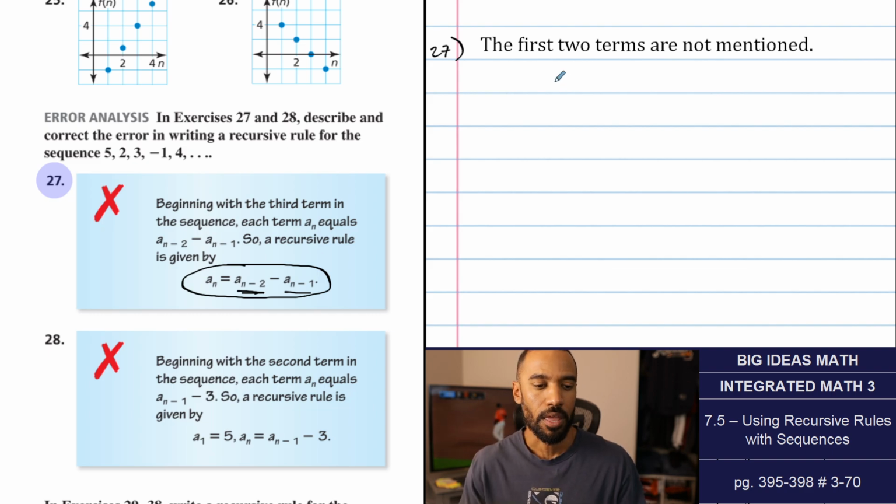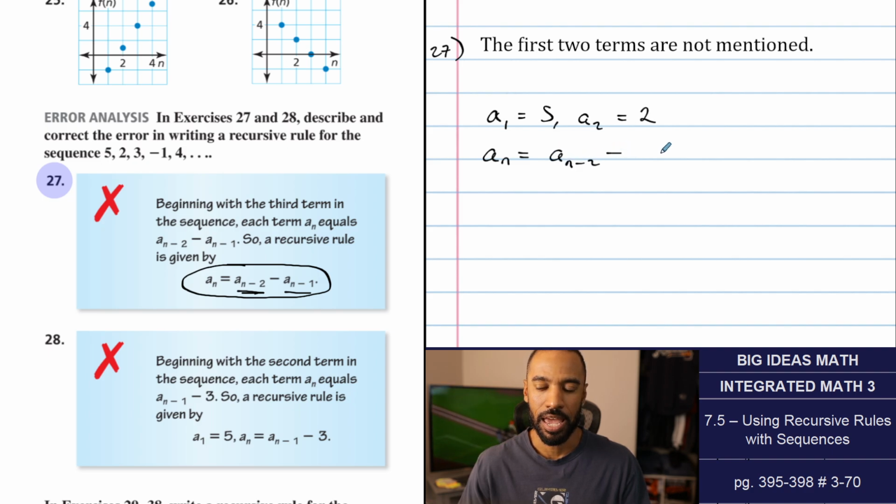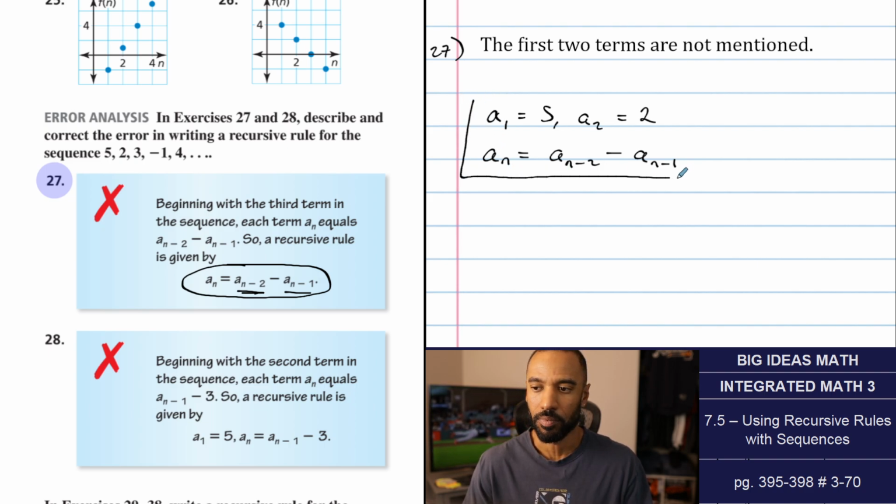Everything else is actually right. So, a sub 1 is 5. A sub 2 is 2. And your entire rule is what they have. Take that 5 and subtract it with the 2 to get the third term, etc. So that'll be the correction.